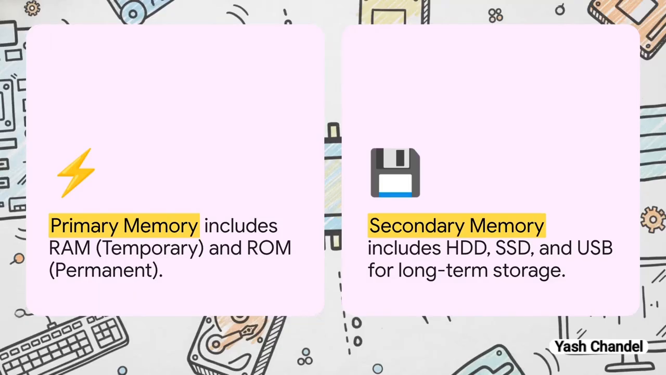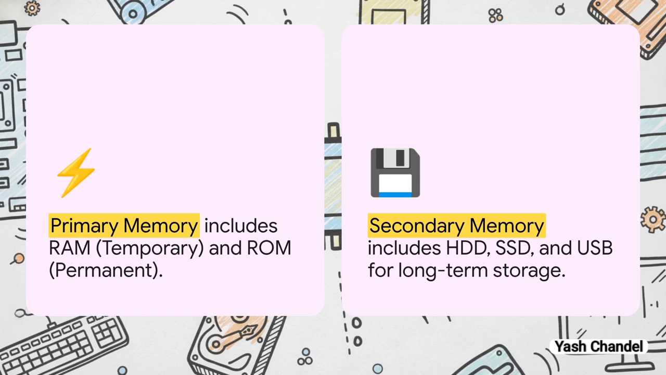Now, of course, a brain isn't much good without memory, right? And computers have two main types. First, there's primary memory, which you probably know as RAM. The best analogy is your workbench or your desk. It's where you put all the stuff you're working on right now. It's super fast to grab things from, but when you're done for the day and turn off the power, the desk gets wiped clean.